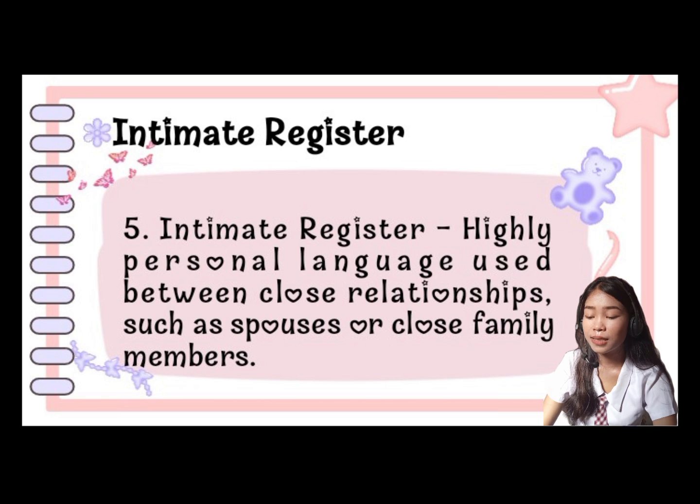And the last one is the intimate register. It's the most personal and private form of communication. It is used between close relationships such as spouses, close family members, and best friends. This register often includes affectionate language, pet names, inside jokes, and even non-verbal communication like a knowing glance or a gentle touch. That was the five types of language registers.